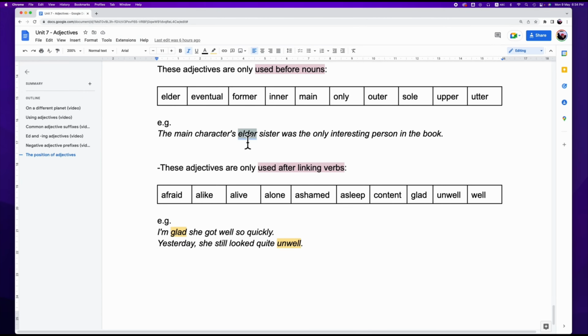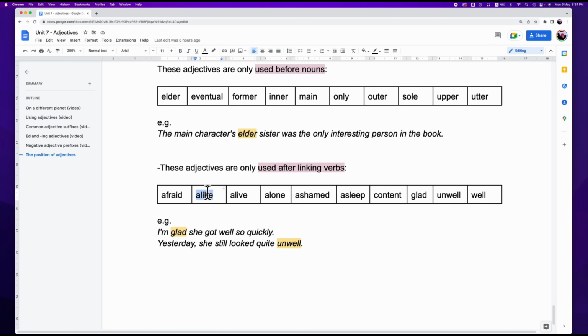Very nice. Now, there are some adjectives that can't be put in front of a noun. They can only be put after a noun. And what are they? Let's take a look. The following adjectives are used after linking verbs. Let's take a look. Who are they?